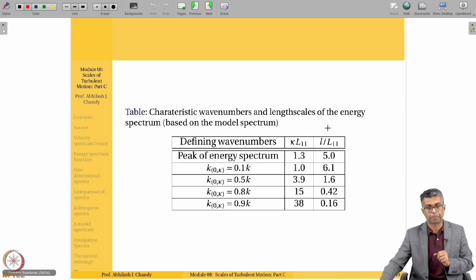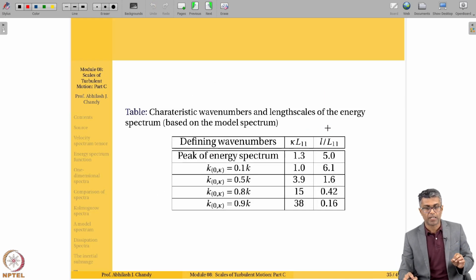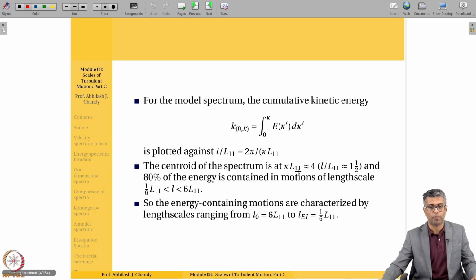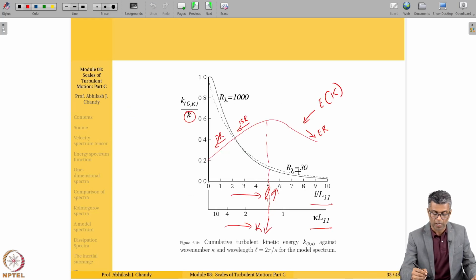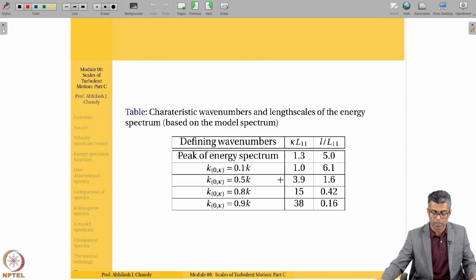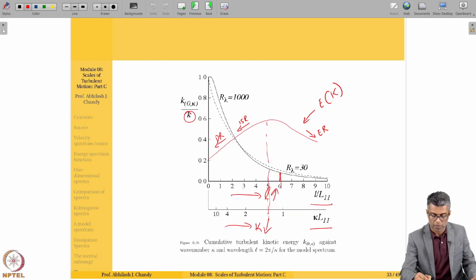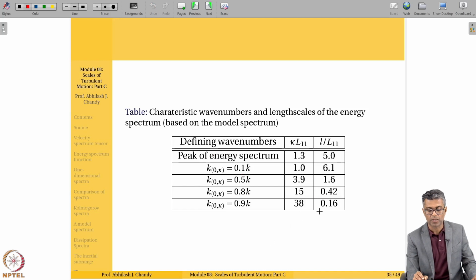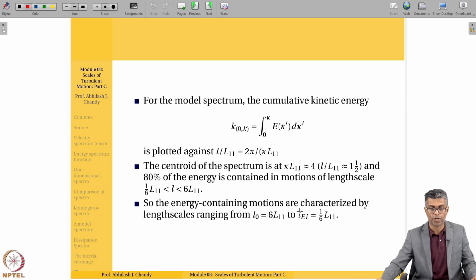All right. What else? 10% of the kinetic energy is at L over L11 equals 6 and kappa L11 equals 1.0. That makes sense. This is where 10% is, so somewhere here. And I want to go directly to the 90%, which occurs at L over L11 equals 0.16 and kappa L11 equals 38. So 0.16 and 38.